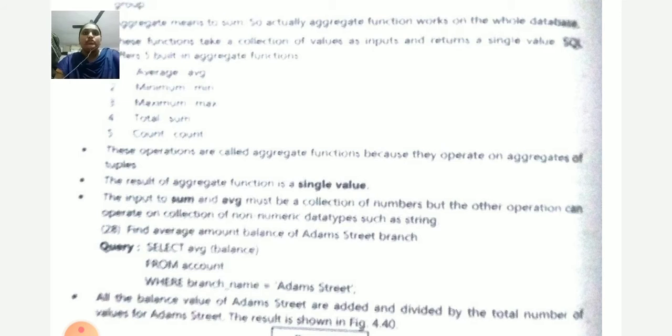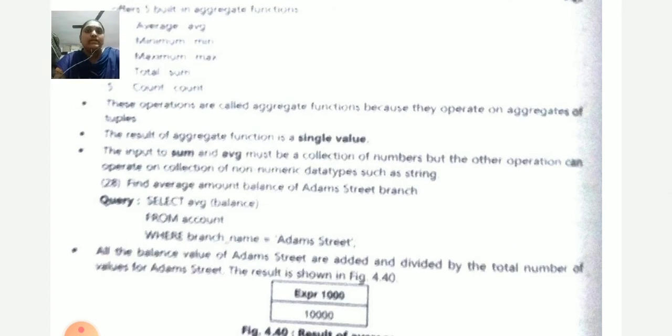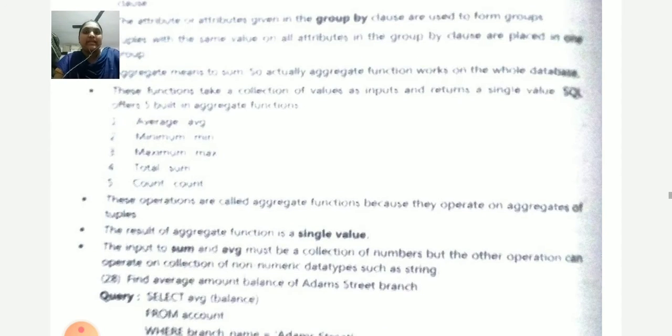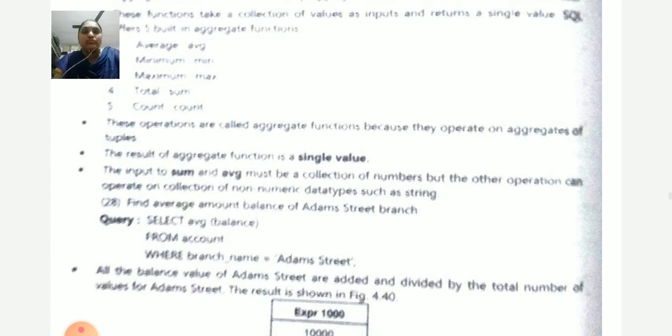Okay, two or more than two functions into a single unit, with the help of group by. See here, these operations are called aggregate functions because they operate on aggregate of tuples. They can aggregate tuples by using the group by clause. The result of an aggregate function is a single value. Whatever the output of these aggregate functions is, it is nothing but a single value.